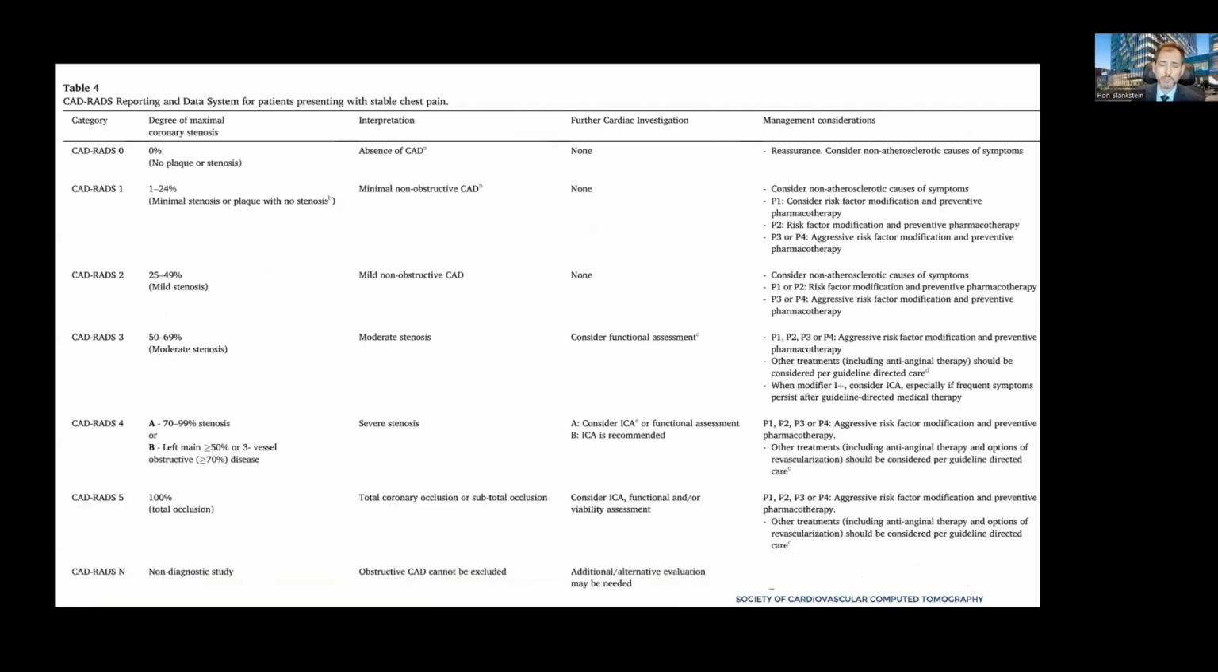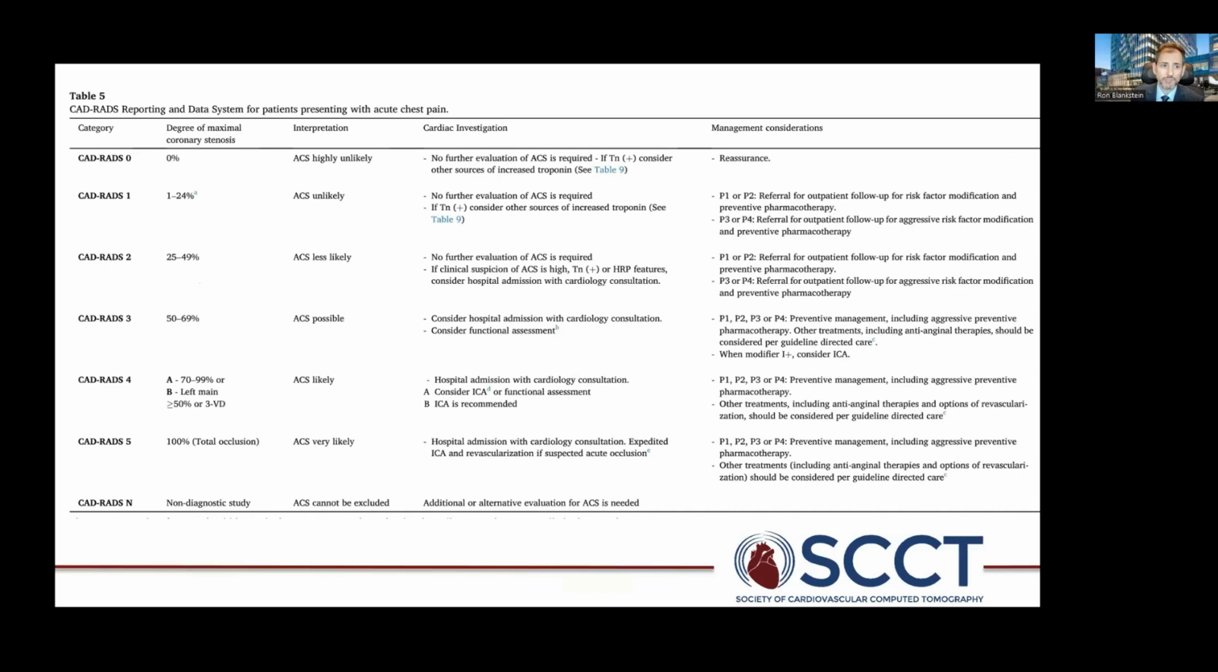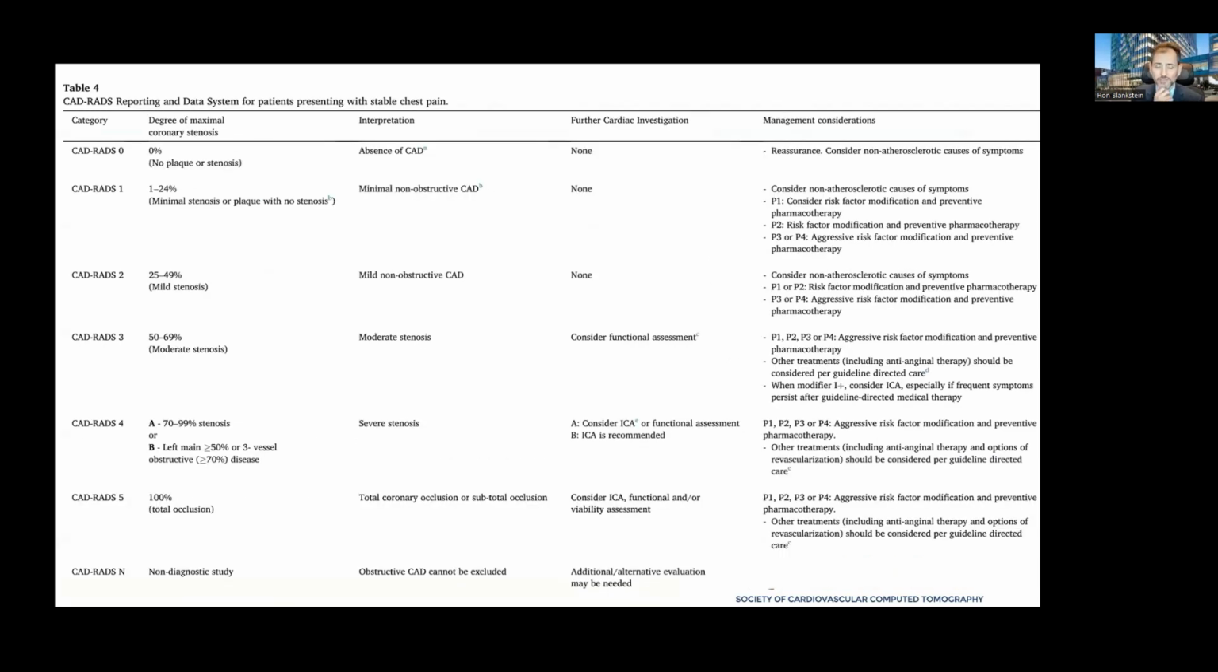These are the tables, table 4 for stable chest pain, table 5 for acute chest pain. These are of course very busy tables, and I recognize you're not going to be able to read them on this slide. You can go back and look at them later. But what this shows is for every CAD-RADS classification, what would be the cardiac investigation that's required. And by cardiac investigation here, we are referring to tests to evaluate for ischemia, like a functional test, or invasive angiography. So that column on further cardiac investigation will show us what other tests are needed, as opposed to the column all the way on the right. That's the management consideration.